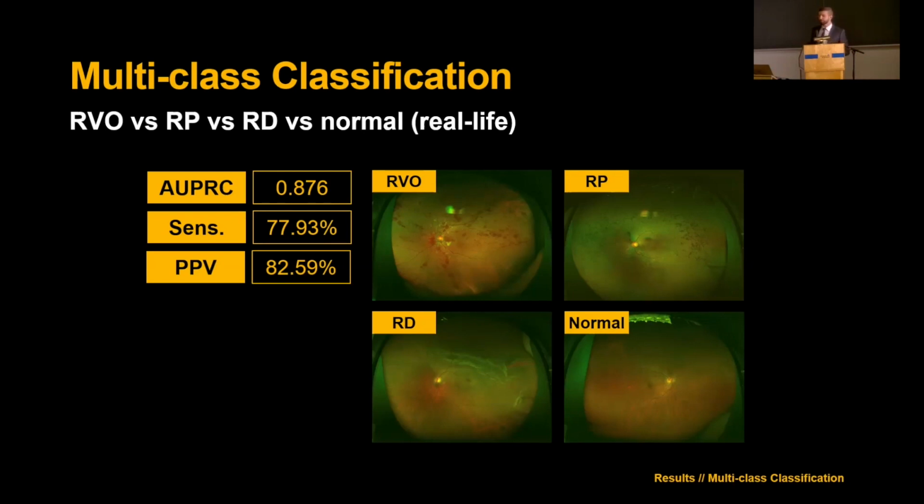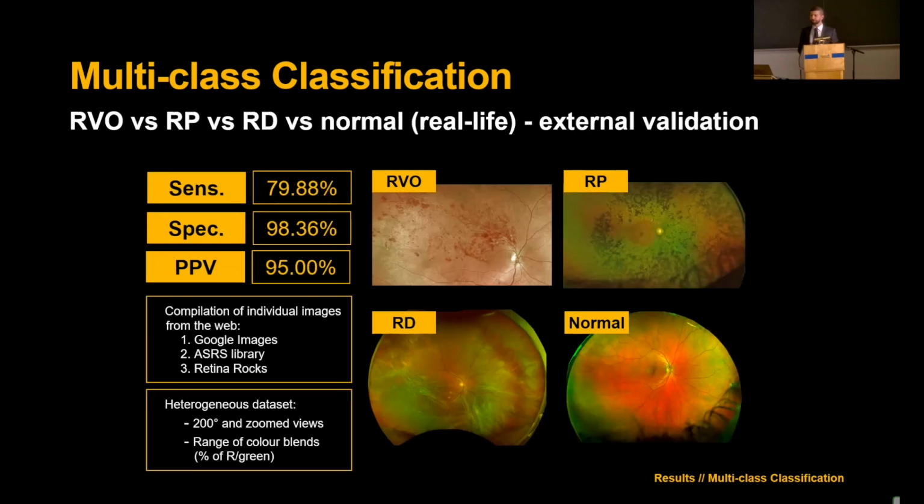The next step when you develop an AI model is to externally validate it on types of images it had never seen. So we went online and compiled a data set from Google Images, the ASRS library, and Retina rocks. We generated a heterogeneous data set that included ultra-widefield photos, but also ultra-widefield photos that were zoomed, cropped to the macula. And we included a different range of color blends, which are percentages of red to green on the Optos machine. And our model did very well. It had high metrics, making the right diagnosis more than 9 times out of 10.